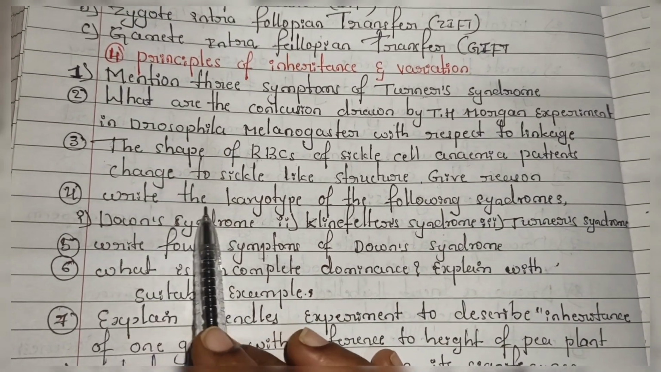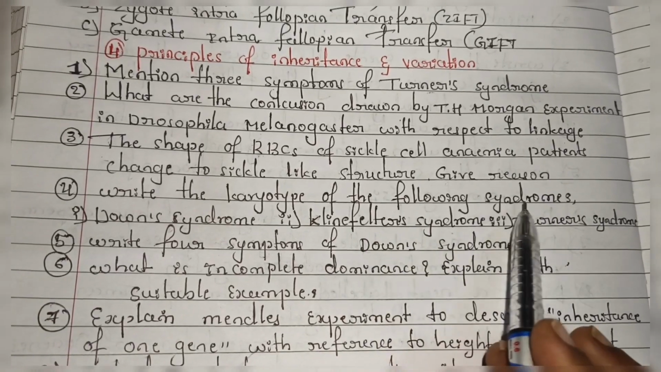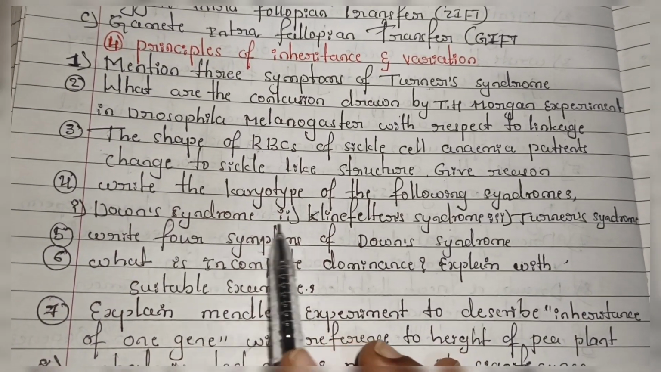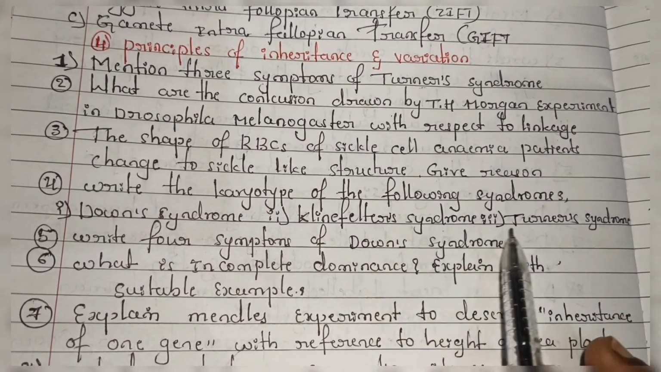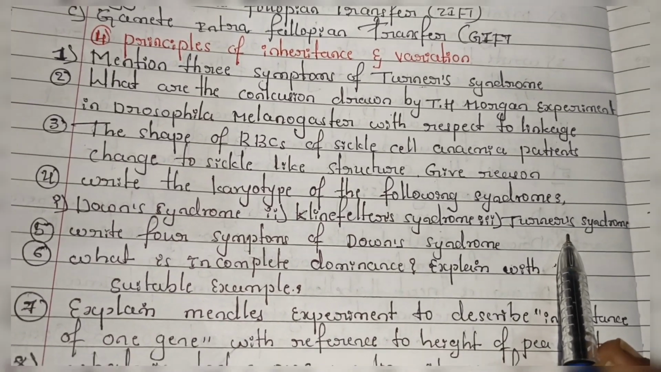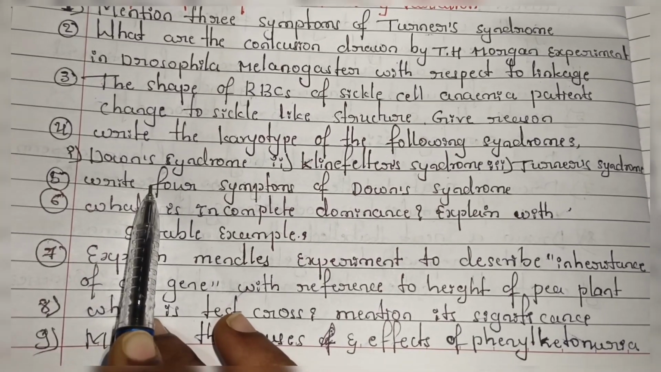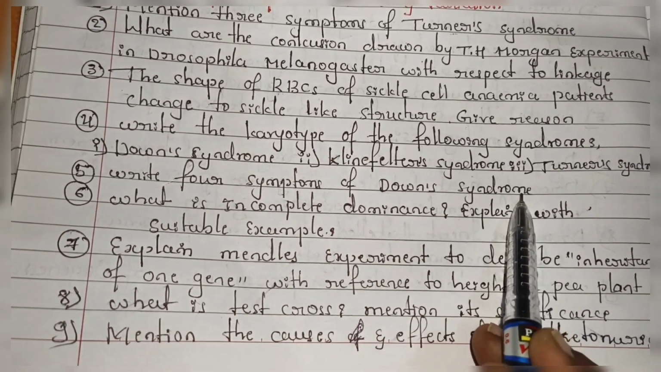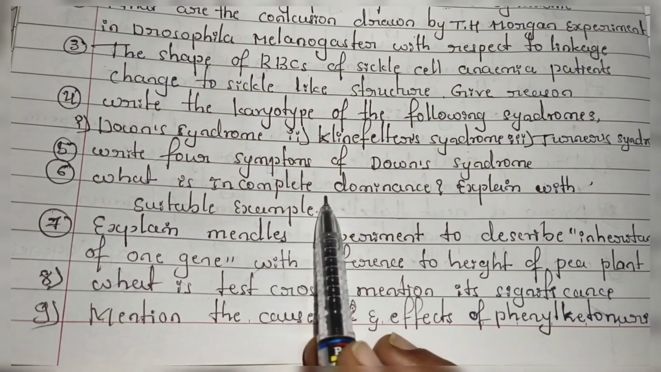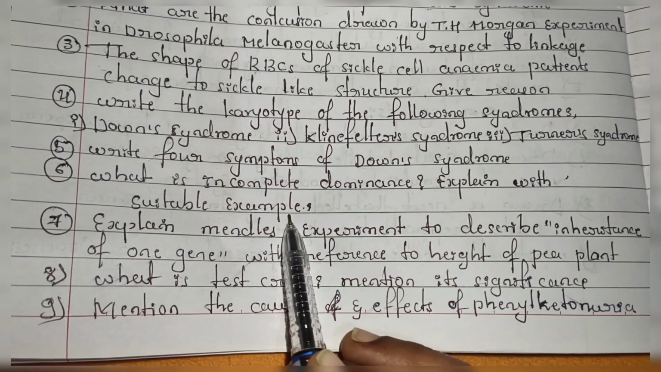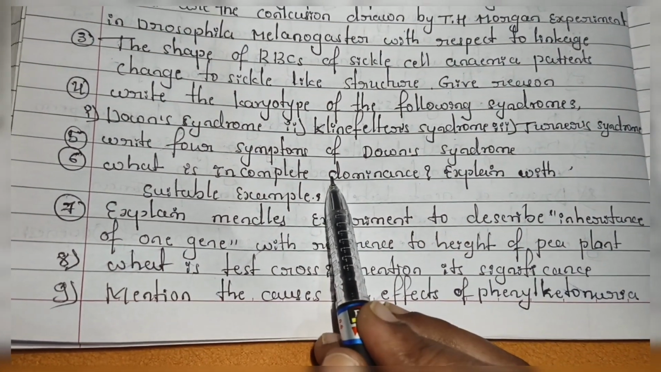And next fourth one is write the karyotype of the following syndromes. First one is Down syndrome, second one Klinefelter syndrome, third one Turner syndrome. And fifth question is write any 4 symptoms of Down syndrome. Sixth question, what is incomplete dominance? Explain with suitable example. So you have to write the definition.